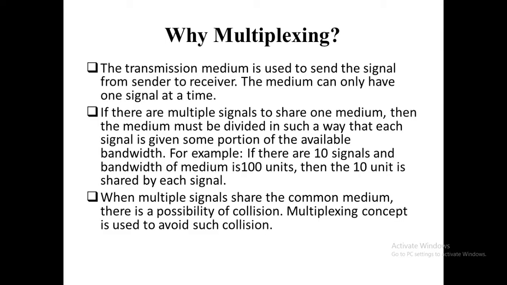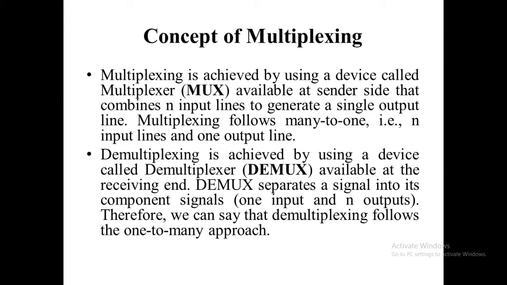Because when multiple signals share a common medium, there is a possibility of collision. To avoid such a collision, we use the concept of multiplexing. In multiplexing, there are two devices known as mux and demux. Mux is available at the sender side, whereas demux is available at the receiver side.